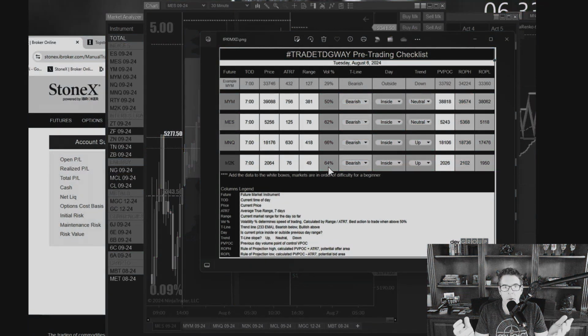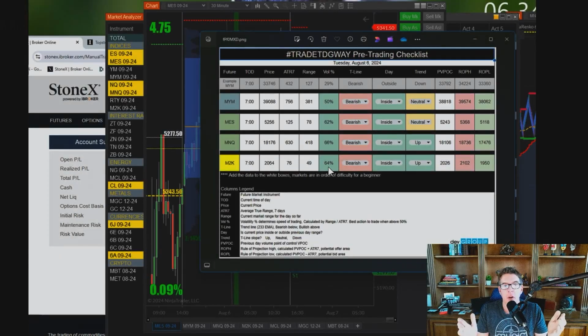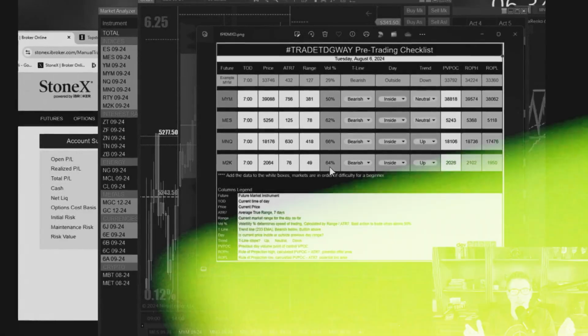You can hear probably some orders going off. I'm actively trading while we're doing this. So that's a bit of a distraction. Back to my train of thought.